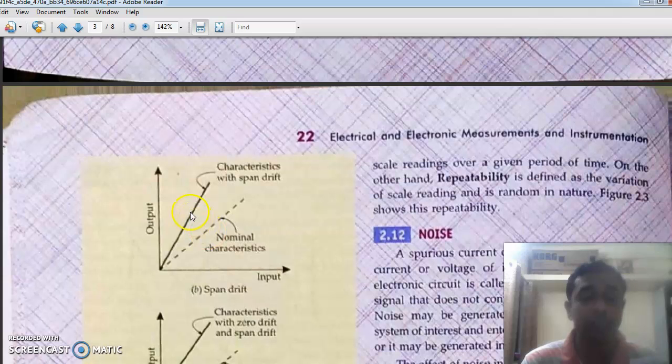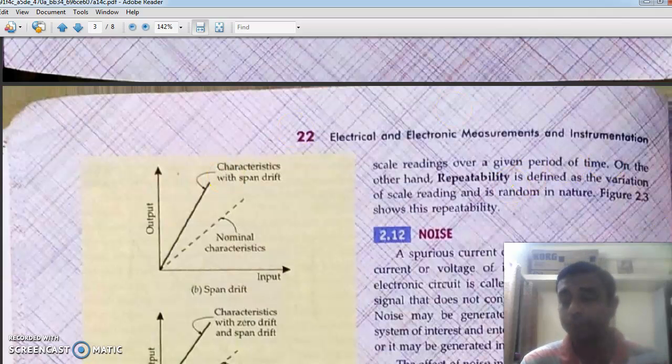You can see that here only this much shift is there, and here this much shift is there. So as the quantity increases, the drift also increases. Here the quantity increases, again the drift increases. And at this point, the measured quantity is maximum, and the drift is also maximum. So the drift increases linearly.